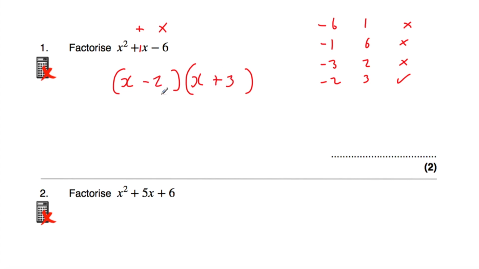If you expanded those brackets, you would get x squared plus 1x, or plus x, subtract 6. So we have factorised that quadratic. Let's put our answer down: x minus 2, brackets, x plus 3. And it would be fine if you wrote it the other way around, x plus 3 and x minus 2, but I've just written it down this way. Okay, let's have a look at question number 2.